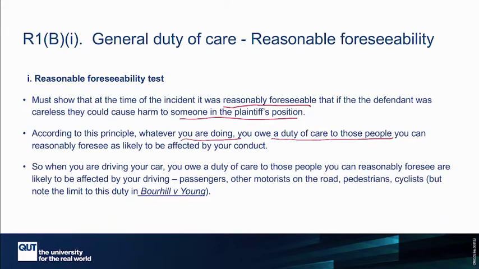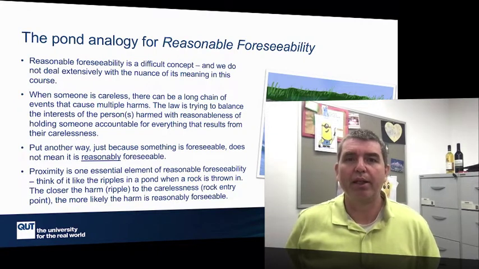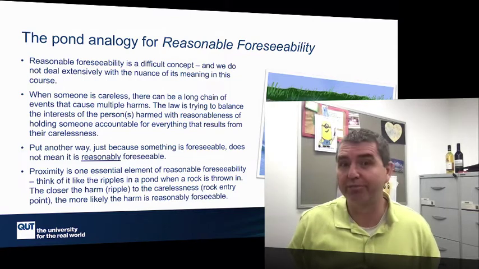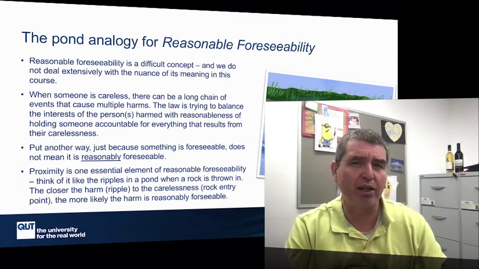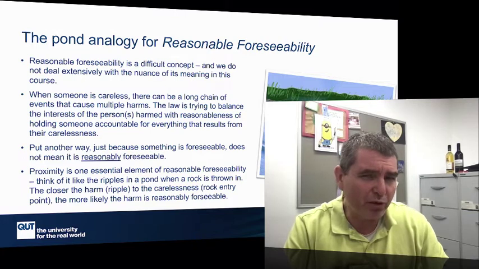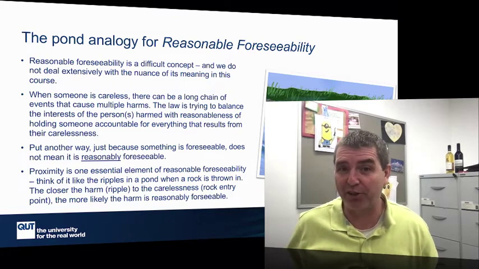That's why we end up with some of these mandated categories, as I said before. When you're driving your car, it's reasonably foreseeable that you could affect passengers, other motorists, pedestrians, cyclists. So you owe a duty of care to other road users. The challenge of reasonable foreseeability is that when you take an action, when you're careless or there's an omission due to your carelessness, there can be a long chain of events of harm that come from that action. And so the question becomes, what should you be responsible for? Should you be responsible for every consequence of every action that you have?